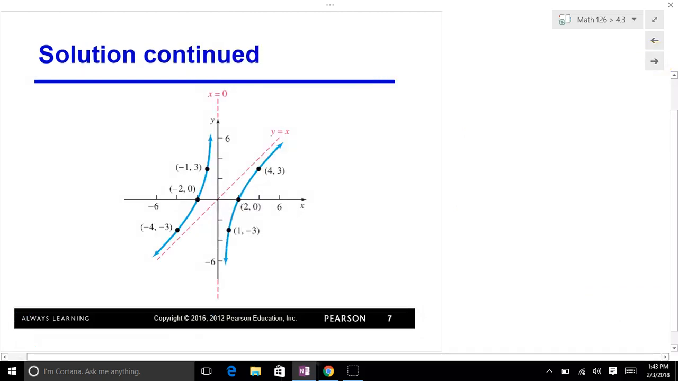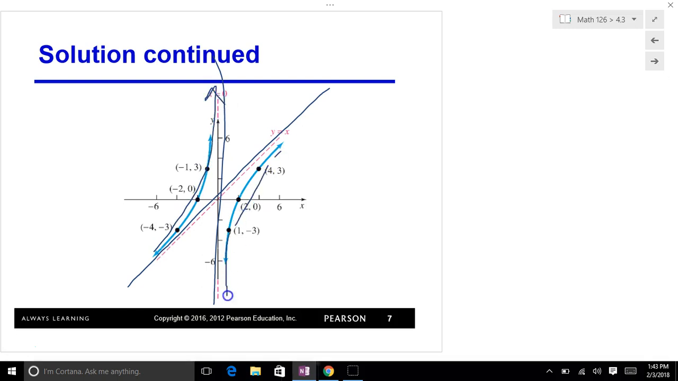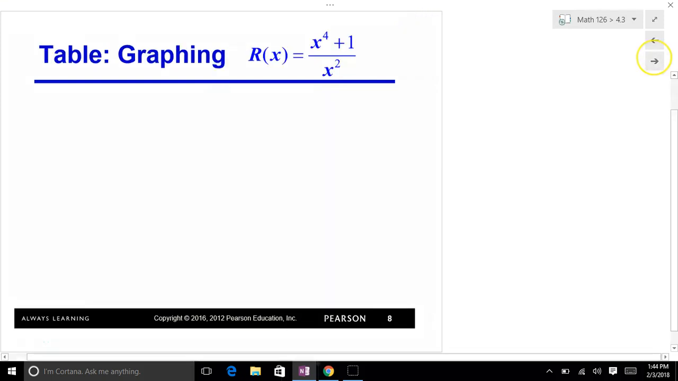Okay, here's a little better picture of that with some points. And again, you see that slant or oblique asymptote. You see the vertical asymptote. As I get closer to the vertical asymptote, it's shooting me up. As x goes to infinity, I'm getting closer to that slant asymptote there. Alright, here's another one.